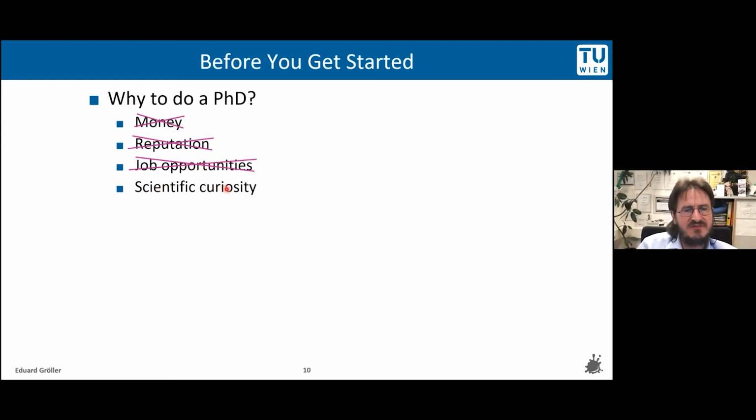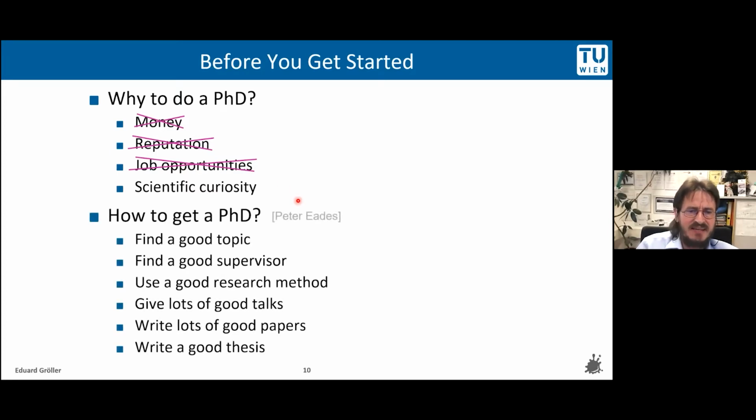So scientific curiosity is a key ingredient, and that already shows in your master thesis. If your master thesis has been especially engaging for you, then this might be an indication that you should do a PhD. And some of this information I borrowed from Peter Eades from Australia, who's a well-known graph drawing figure. How to get a PhD?